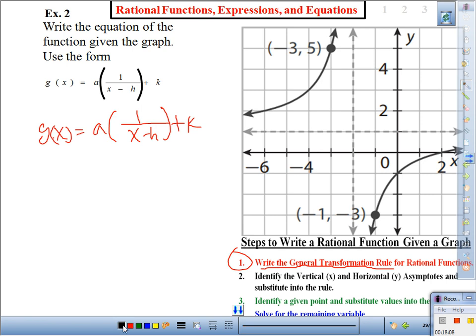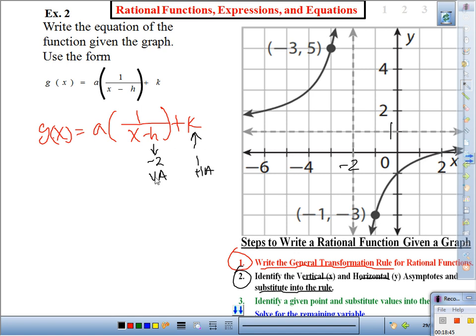All right, step 2 in black. What does it say? Identify the vertical and horizontal asymptotes and substitute into the rule. Well, look at the graph. What are my asymptotes? The dotted lines. Do you see the dotted lines? Here and here. Let's start with the vertical one. Where does that cross on the x? -2. Where does it cross on the y? At 1. So here, instead of h, I'm going to substitute -2. And here, instead of k, I'm going to substitute 1. This is my VA, and this is my HA.